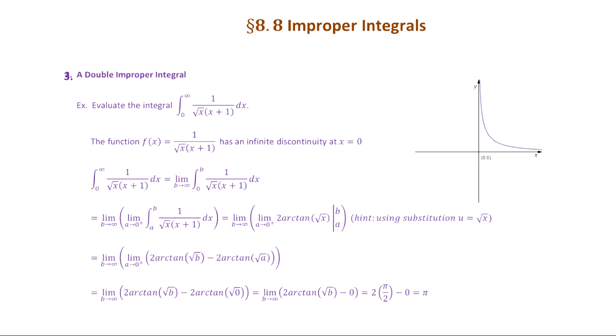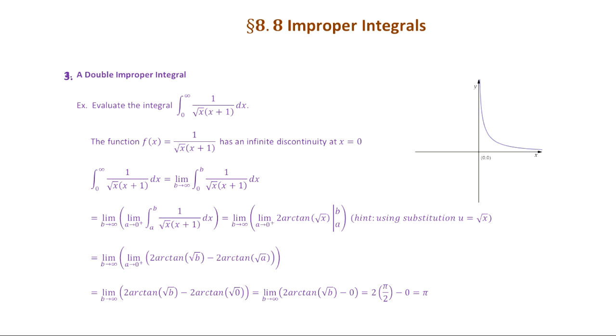But when you take the limit of 2 arctangent square root of a with a approaching 0 from the right, you just plug in 0 for a. So you get a square root of 0 inside, and then arctangent of square root of 0 is just arctangent 0, which is also 0. If you take the tangent of 0, you get 0, so that's why arctangent 0 is 0. The angle corresponding to the value 0 is 0 degrees itself. So then you got 2 times 0, so you got 0 in the second term.